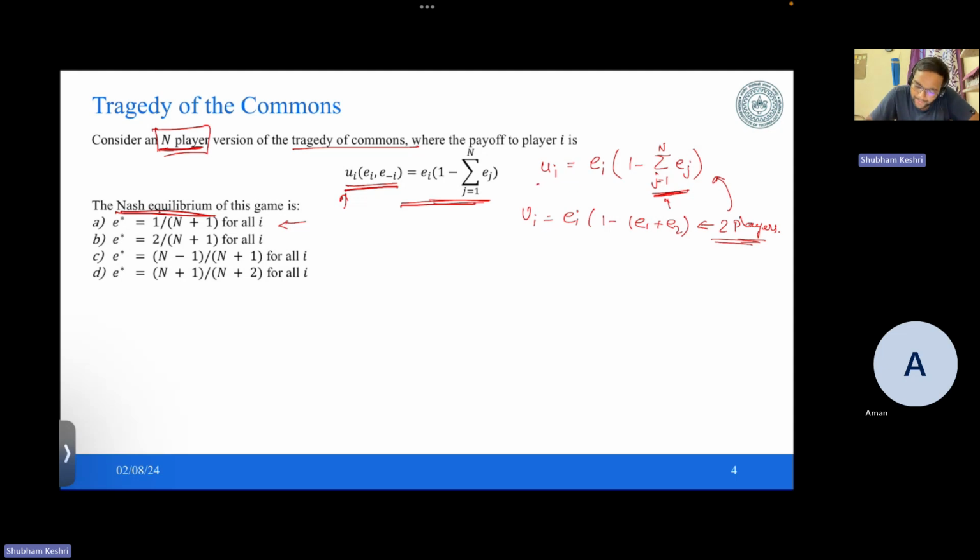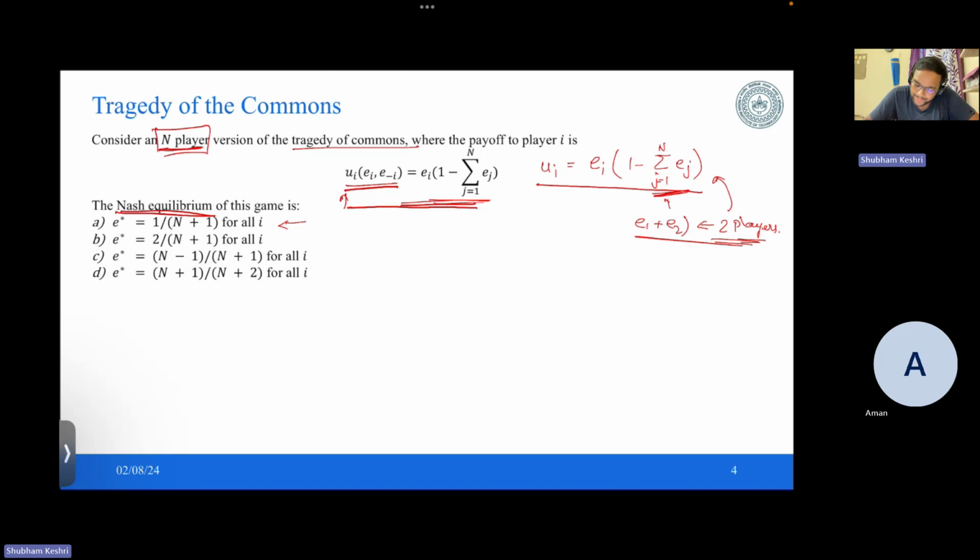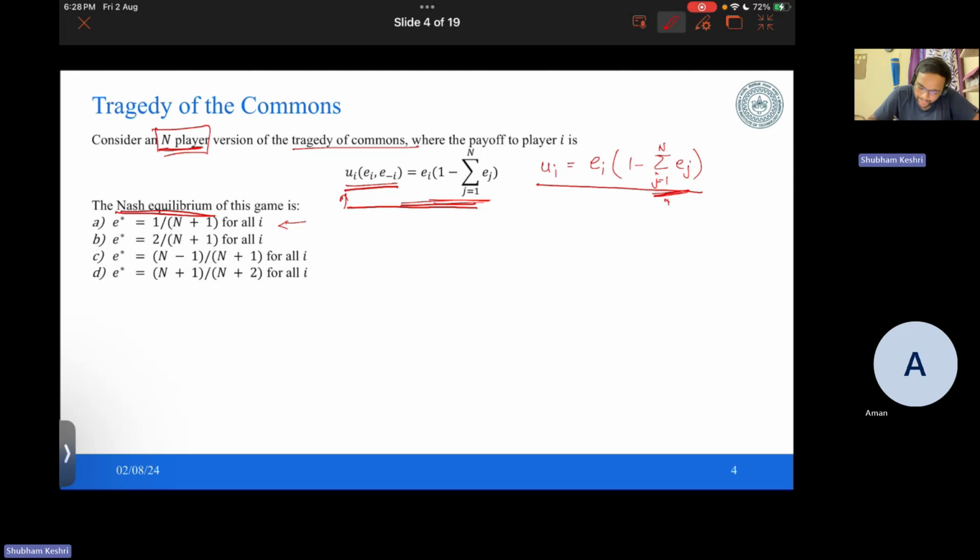So you see we have an n player game. This is the expression of the utility. So I'll erase this expression because this is the expression for two players. I'll just erase this expression and then we'll proceed. Okay, so you see Ui is the utility of player i when player i plays Ei and all the others play E-i. This is given as Ei times 1 minus summation of j equals 1 to n Ej.